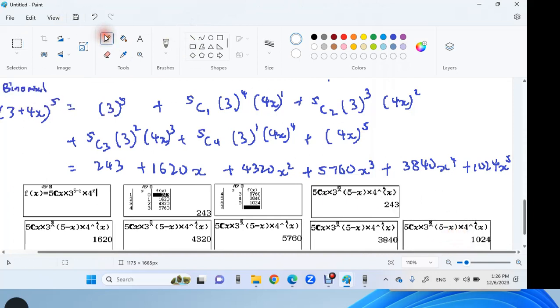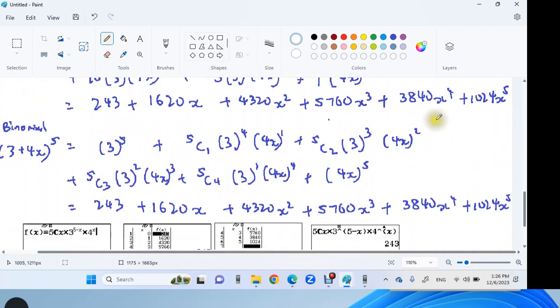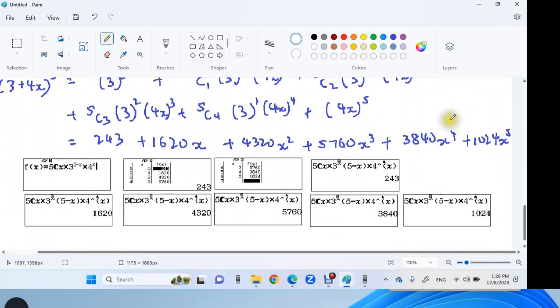So binomial distribution is friendly to calculator and to programming in the computer. But if you need to do the calculation by yourself, it's a little bit difficult compared to the Pascal triangle. This is what I will say.